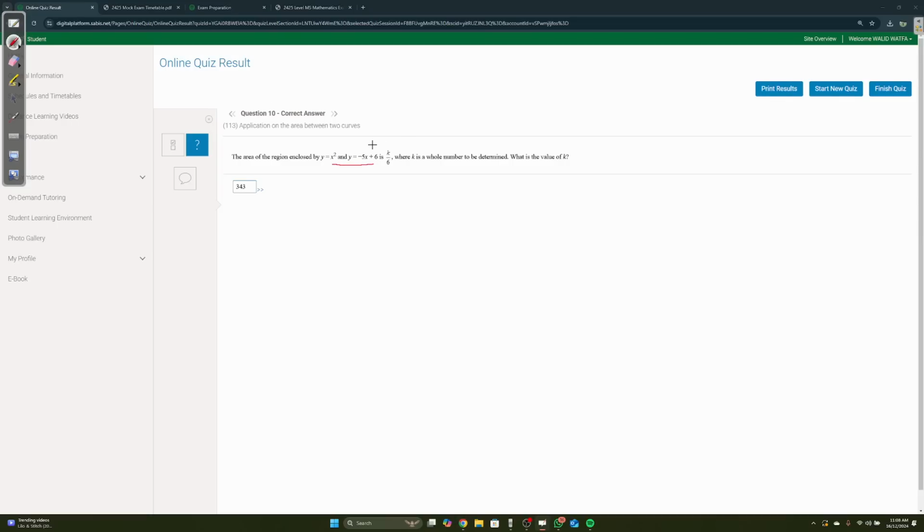Okay, you have two curves, you're finding area. Obviously, you have to subtract, but before subtracting, I always like finding my bounds. So I equate them to each other. Okay, so we're going to get x squared plus 5x minus 6 is equal to 0.